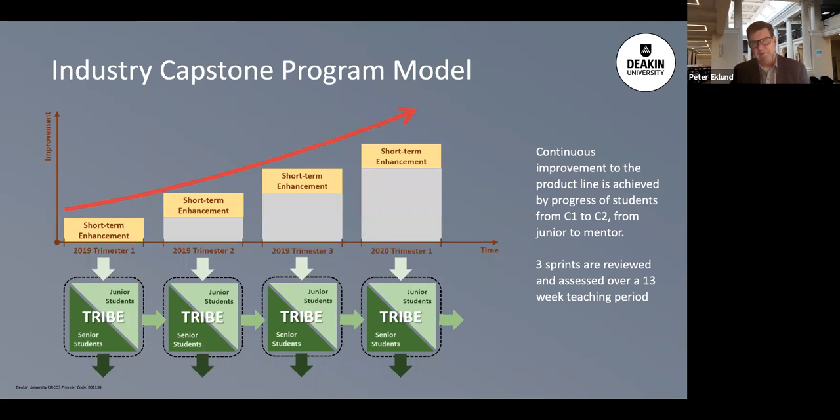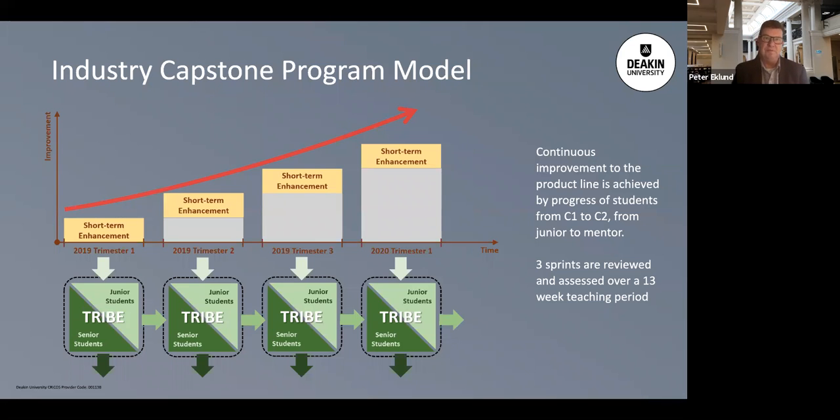So what is it that's so bold? Project continuity is in fact addressed by considering students in the first semester of the capstone as C1 students. On the slide here it says the junior students, but we never refer to them as such. We refer to them as C1 students. And students in the second capstone unit are known as C2 students.